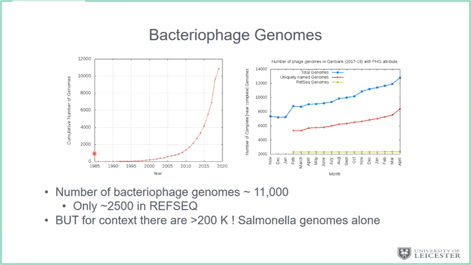So since the first phage genome was isolated and sequenced in 1980, 65 and submitted in GenBank when it started, so it was actually sequenced in 77, we're now about 10,000, and in 2020 we're somewhere up here, about 16,000 phage genomes have ever been sequenced. But if we put this in some context, 16,000 phage genomes, but there's greater than 200,000 Salmonella genomes alone. So when we look at the genomes of phages, we know very little about them because they're massively undersampled.